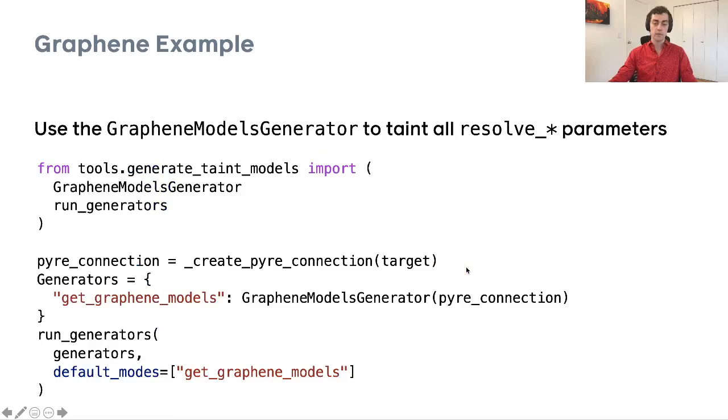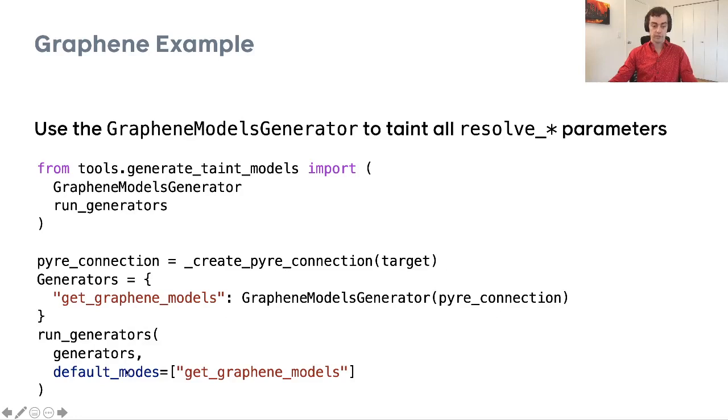So here, you can see us putting the Graphene model generator to use to taint all of those resolve underscore functions. So we start with some imports. We create a pyre connection. I'm hand waving this away. Basically, what it's doing is it's creating a connection to the pyre server, which allows us to grab some type information. We then set up the generator, give it a name, and pass in that pyre connection.